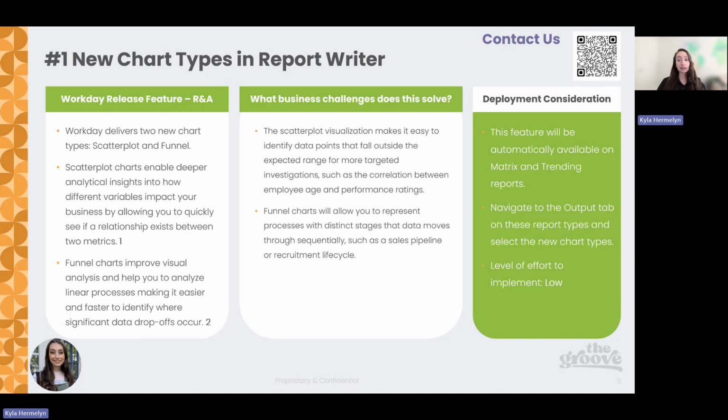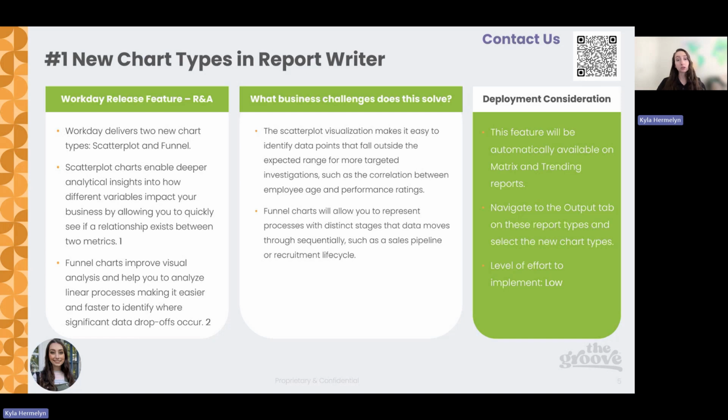As an example, a positive sentiment would apply a green color and a negative sentiment would apply a red color, which could help you distinguish between different levels of performance or risk at a glance. And then our funnel charts are going to improve visual analysis and help you analyze linear processes, making it easier and faster to identify where significant data drop-offs occur. For this funnel chart type, the chart will automatically render with a legend to help you identify dimensional values for each funnel stage. Workday will provide an interactive tooltip at runtime that will display the metric value and conversion rates.